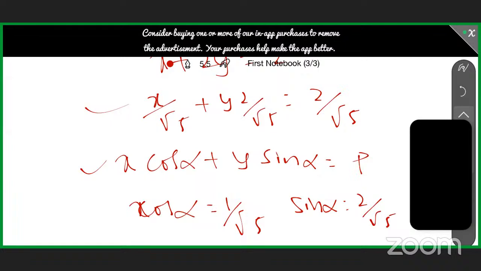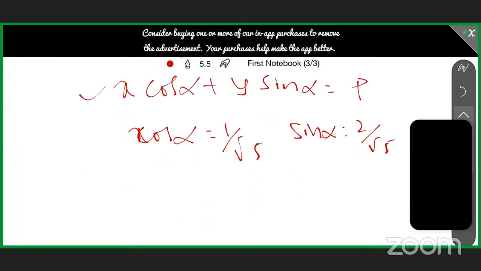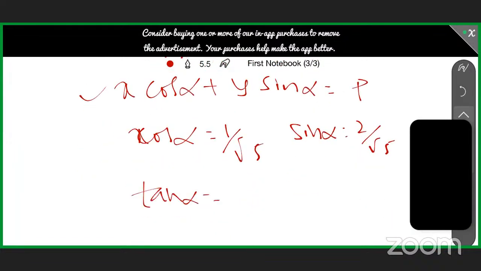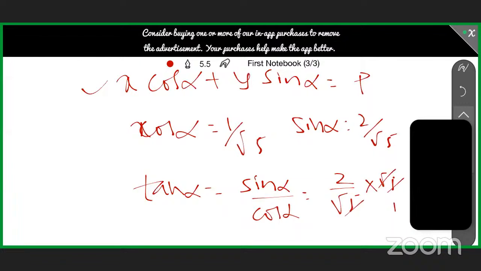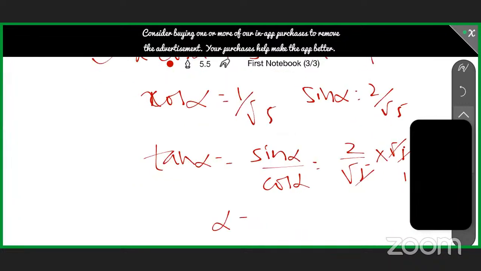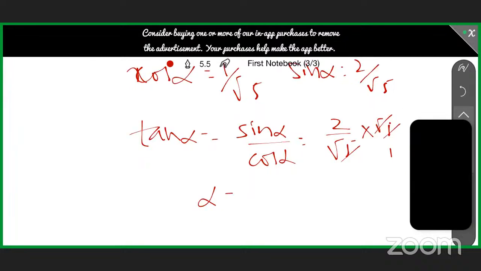So now I got the value of cos alpha and sin alpha. Now I have to find the value of tan alpha. How to find the value of tan alpha? Tan alpha is equal to sin alpha by cos alpha. That is equal to 2 by root 5 into root 5 by 1. Root 5 gets cancelled. So tan alpha is equal to 2. Alpha is equal to tan inverse of 2. Correct now?